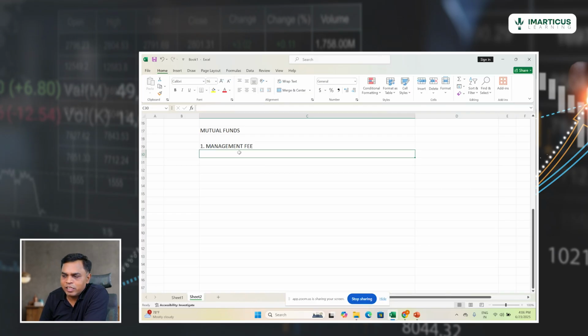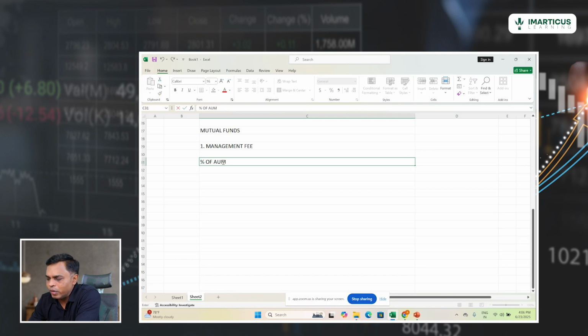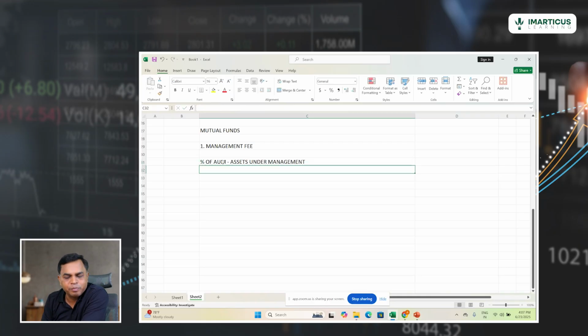Now, how is the management fee actually charged by the mutual fund? The management fee is charged as a percentage of AUM. AUM is assets under management, or the total value of the assets which is managed by the fund.